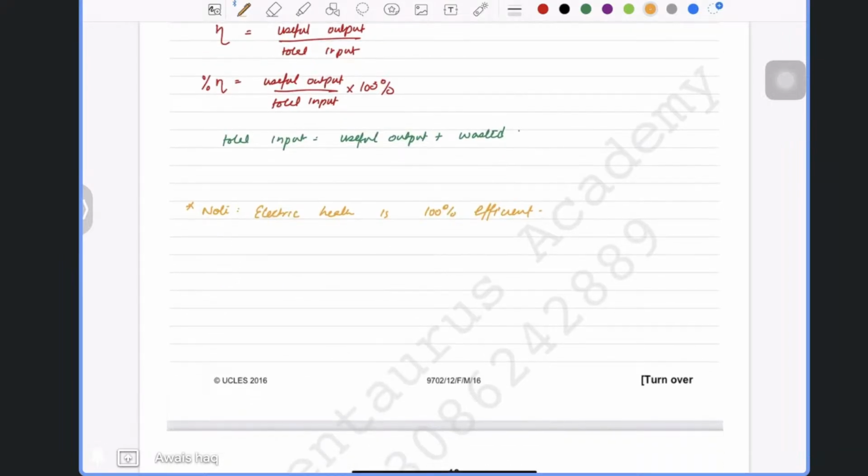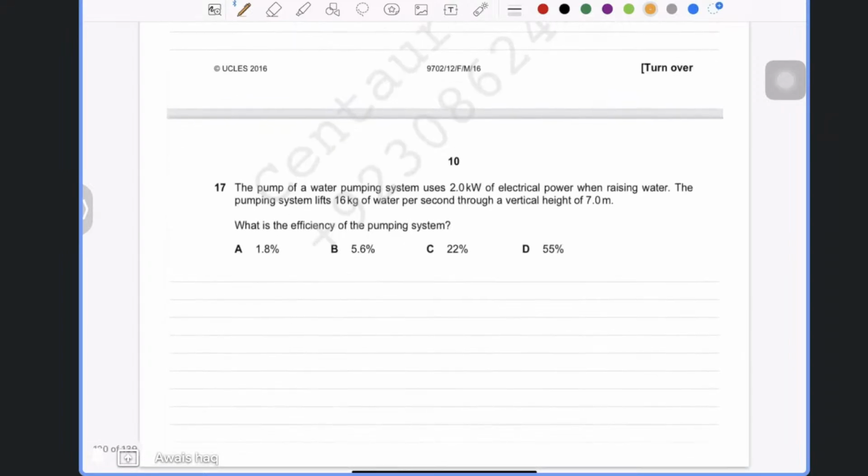Anyway, moving on. In this one it says the pump of a water pumping system is 2 kilowatt of electrical power when raising water. The pumping system lifts 16 kg of water per second. When you get this kind of question, sometimes they would write this as kg per second, so you should always understand that. The input power is 2 kilowatt, and water is being raised. The mass is 16 kg, the time is 1 second. The vertical height is 7 meters.